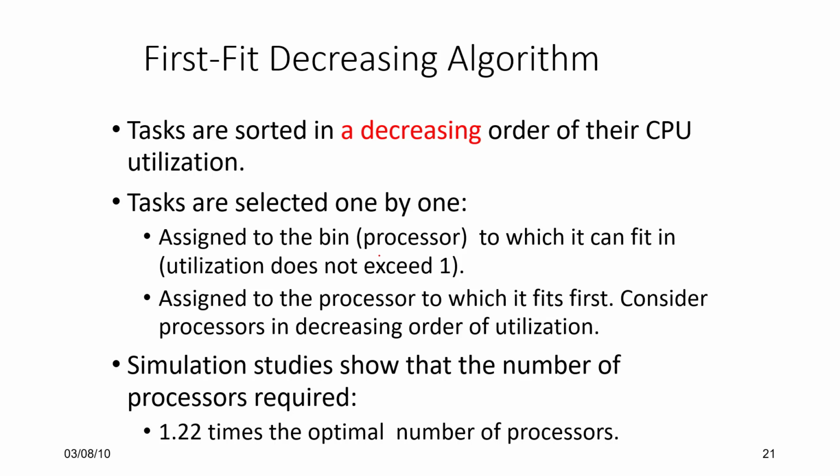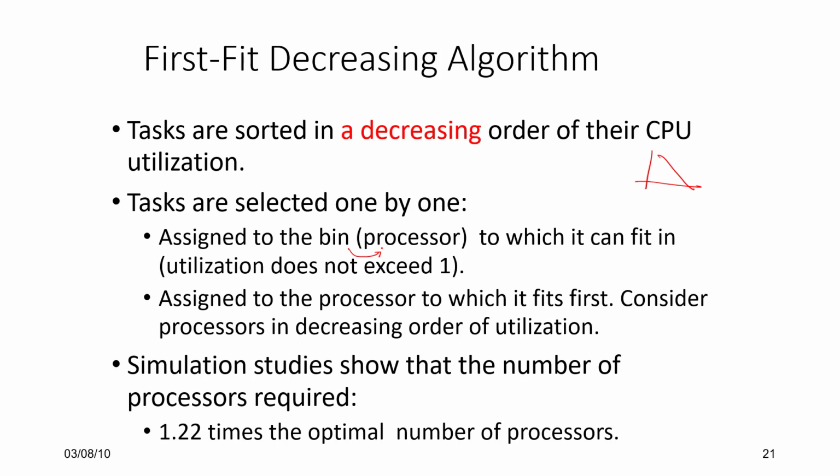Then we have the first fit decreasing algorithm, which incidentally performs much better, because here there is some heuristic. The tasks are sorted in decreasing order of their CPU utilization. Then we select tasks one by one, and we assign each to the bin, in this case the processor, in which it can fit, so the utilization will not exceed 1. So we essentially assign it to the processor in which it fits first.